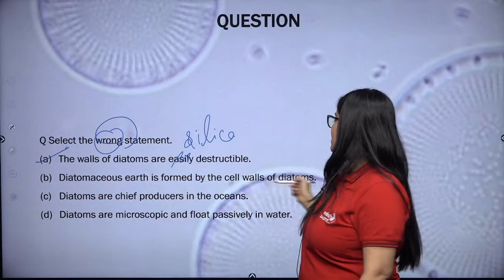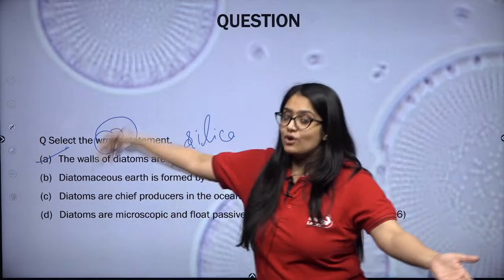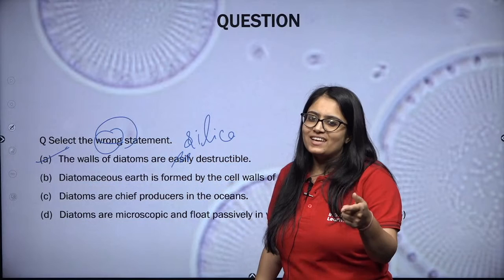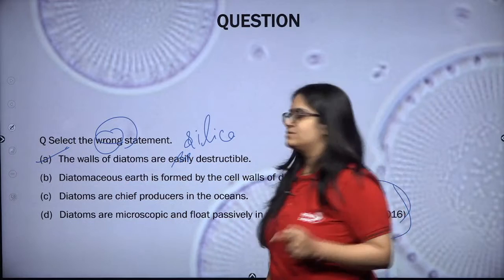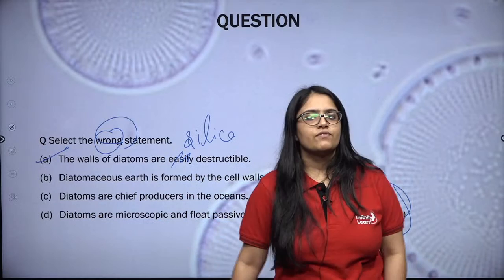Right now you saw in the previous slide the same question was asked by NTA. See how NTA is repeating questions, repeating its history. There they made an individual question on this sentence, and this year they have utilized the same question as one of the statements. So that's how NTA repeats questions. Diatoms are microscopic and float passively on the water. That is also perfectly correct. So that's the only incorrect option.